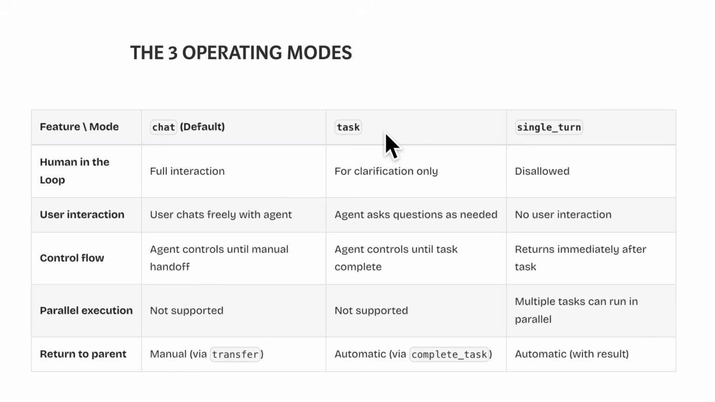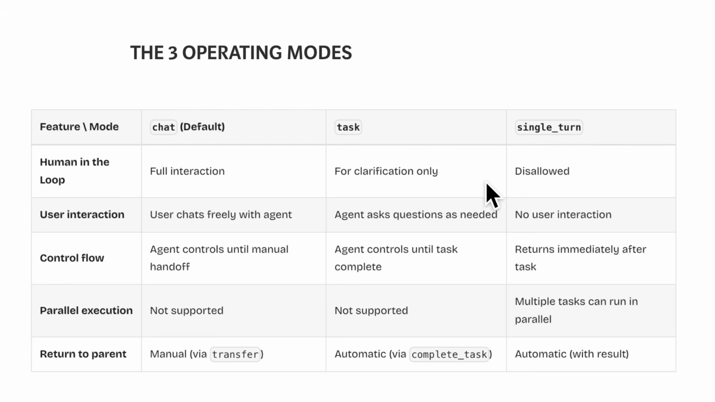The task mode is the next mode, and this has human in the loop interaction for clarification only. So you've basically handed a task to an agent. Agent asks questions as needed for clarification only. So that's the human in the loop interaction. And the agent controls everything until the task is completed. Again, you cannot have parallel execution over here, and the handoff to the parent happens automatically after the task is completed.